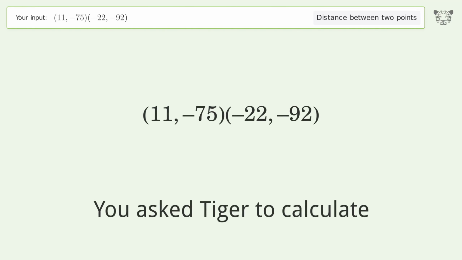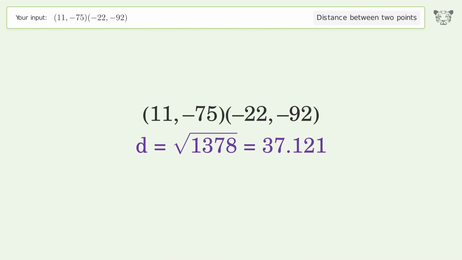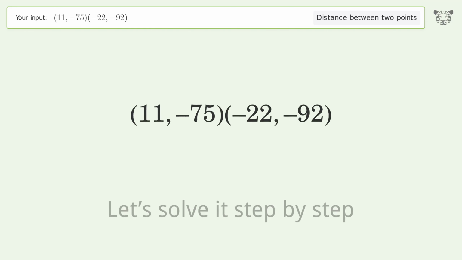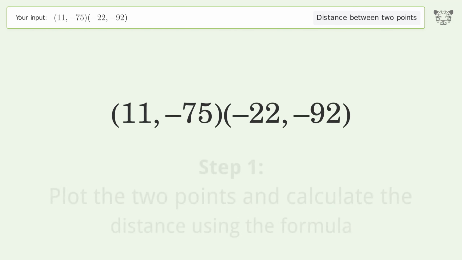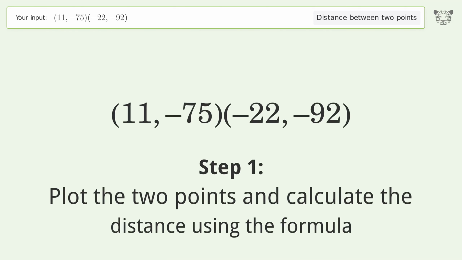You ask Tiger to calculate. This deals with the distance between 2 points. The distance between the 2 points is the square root of 1,378, or 37.121. Let's solve it step by step. Plot the 2 points and calculate the distance using the formula.